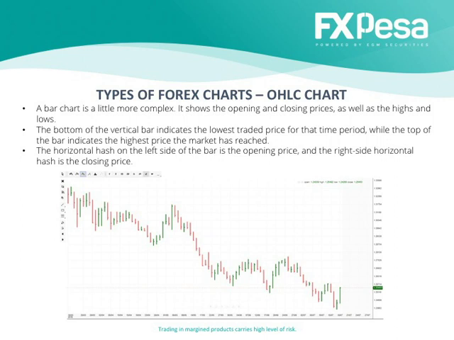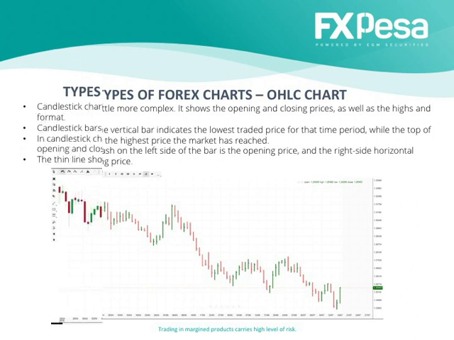2. OHLC chart. A bar chart is a little more complex. It shows the opening and closing prices as well as the highs and the lows. The bottom of the vertical bar indicates the lowest traded price for that time period, while the top of the bar indicates the highest price the market has reached. The horizontal hash on the left side of the bar is the opening price, and the right side horizontal hash is usually the closing price.